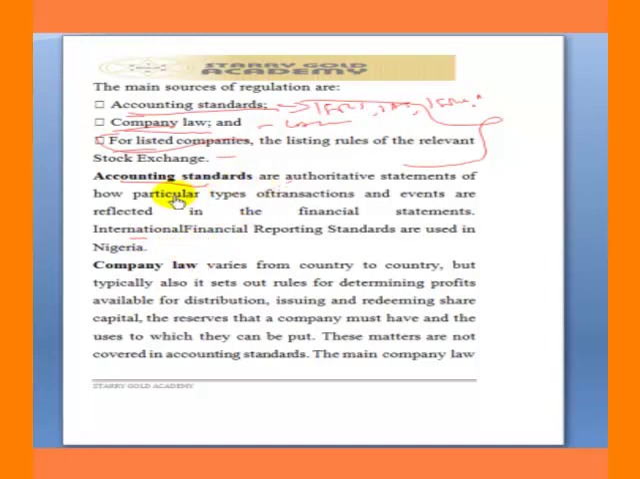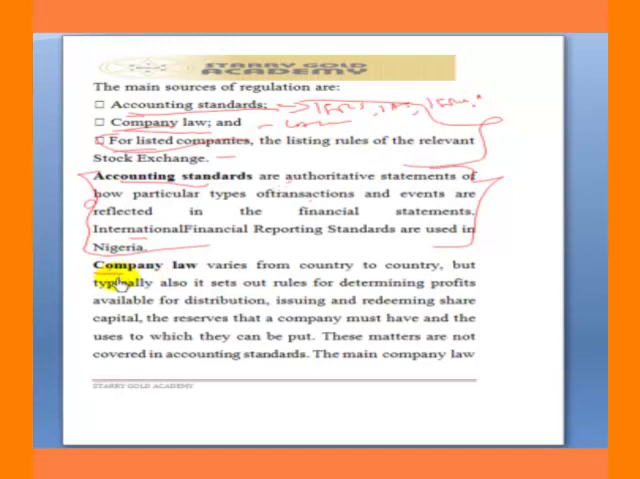So meaning that accounting standards are authoritative statements of how transactions should be treated in line with IFRS. That is what the accounting standard is all about: how transactions should be treated in line with IFRS. All these things, we are going to discuss all the IAS and IFRS as we proceed in this series.